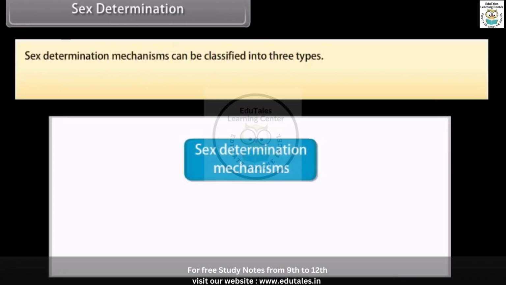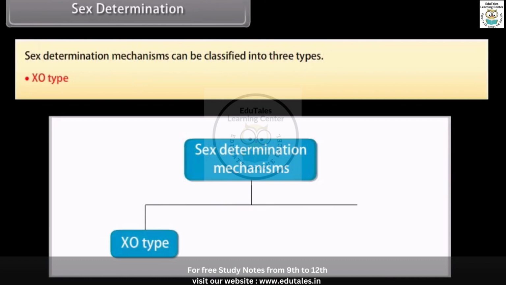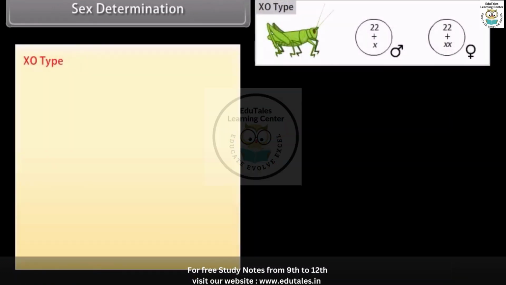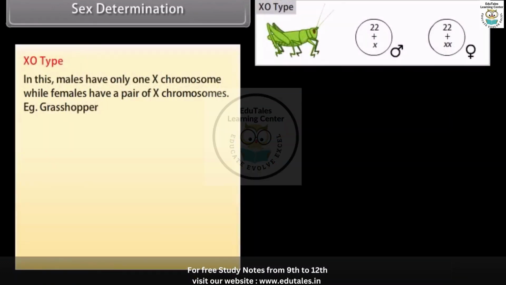Sex determination mechanisms can be classified into three types: XO type, XY type, ZW type. XO type: in this, males have only one X chromosome, while females have a pair of X chromosomes.